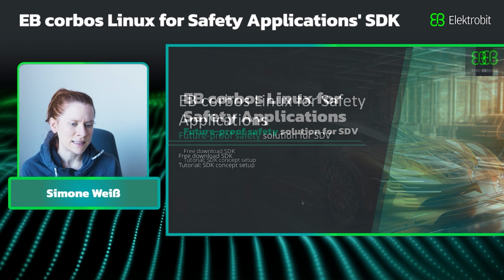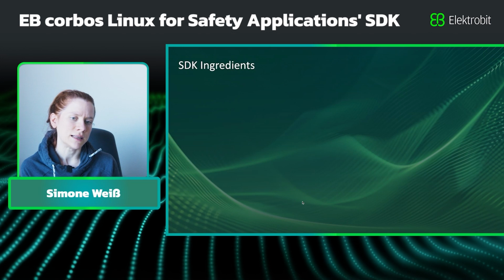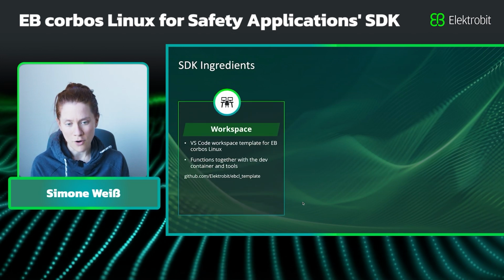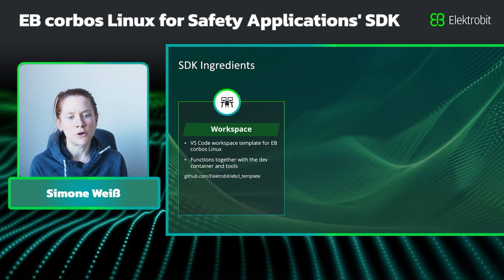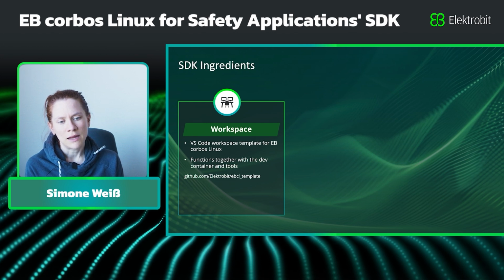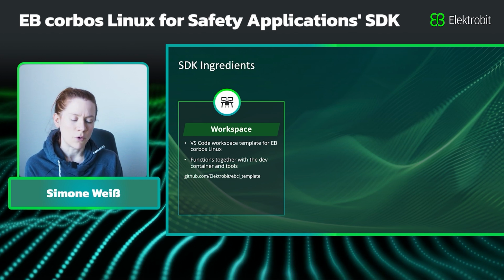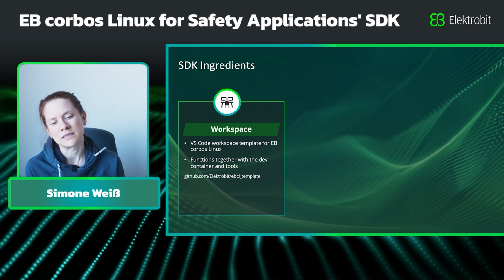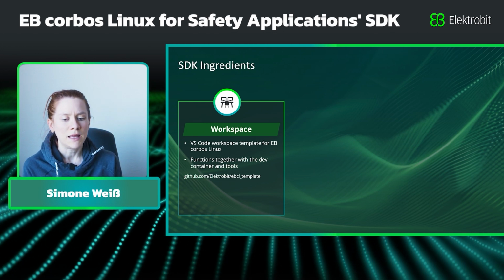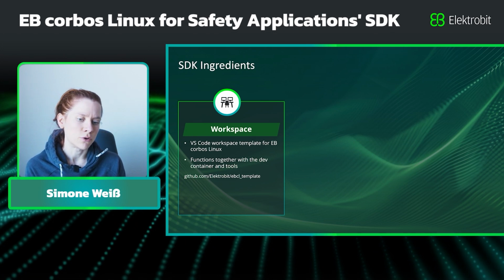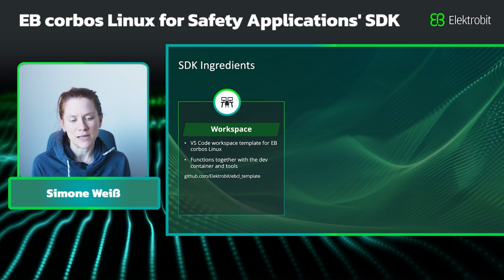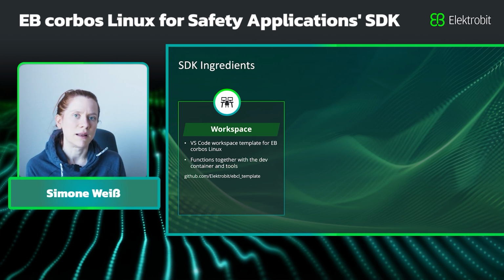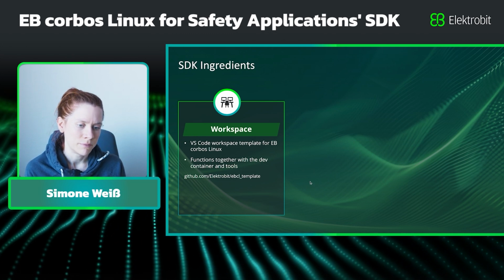So first, let's take a look at the three ingredients we need in our SDK. First, the Workspace. This Visual Code Workspace template for EB Corbos Linux already sets you up for a quick start in the development. It functions together with the development container and tools. It is enough to simply go to our github.com/electrobit/ebcl template to take a look at the sources.